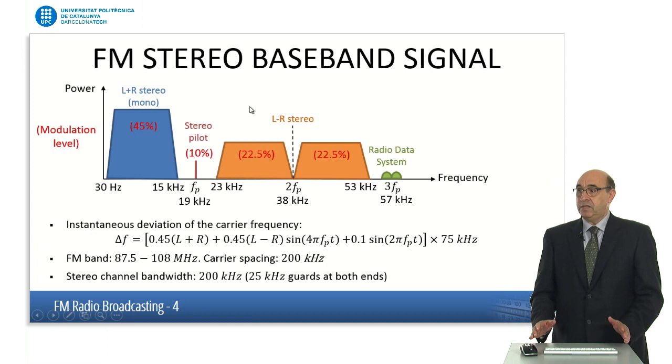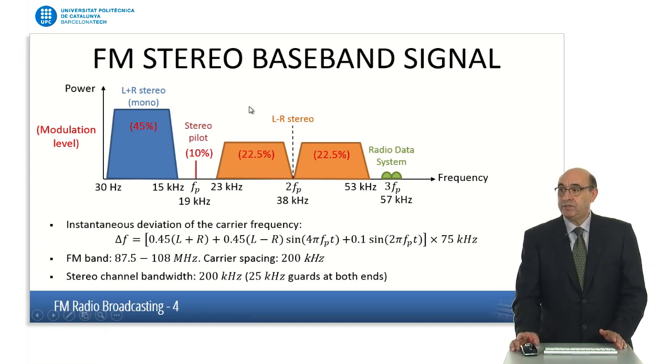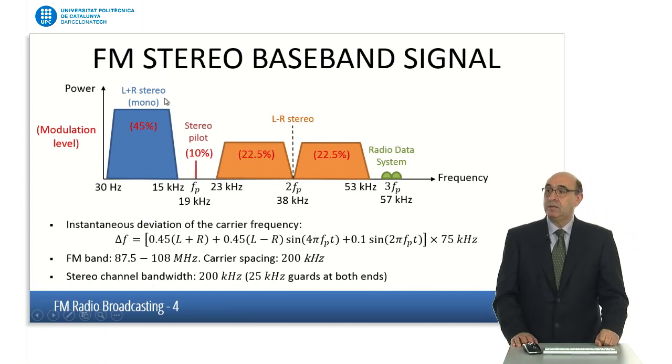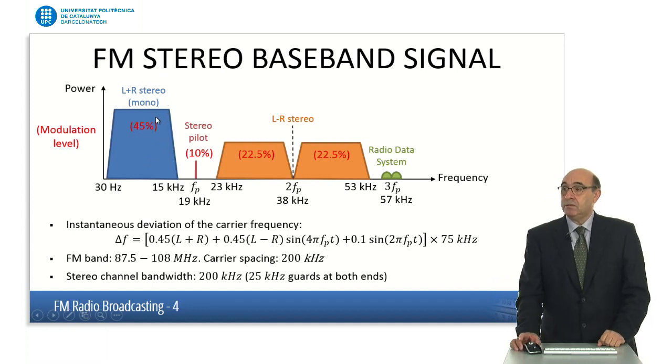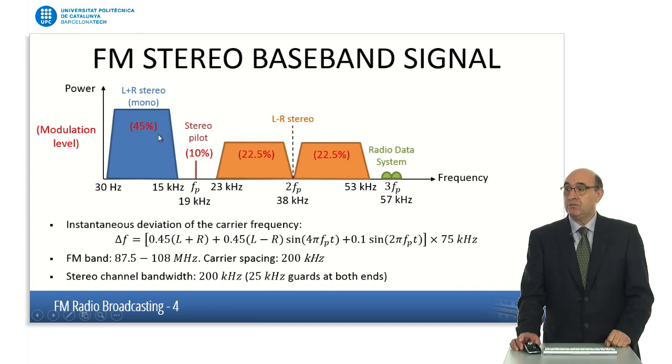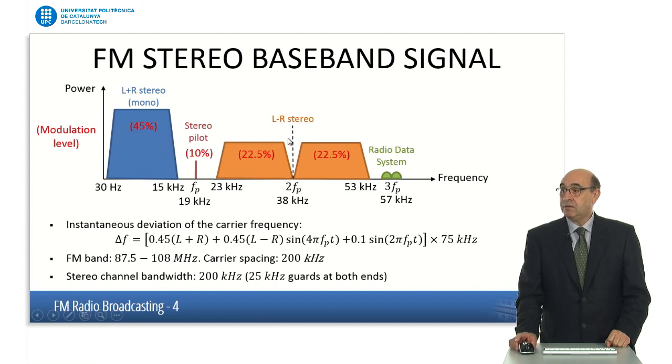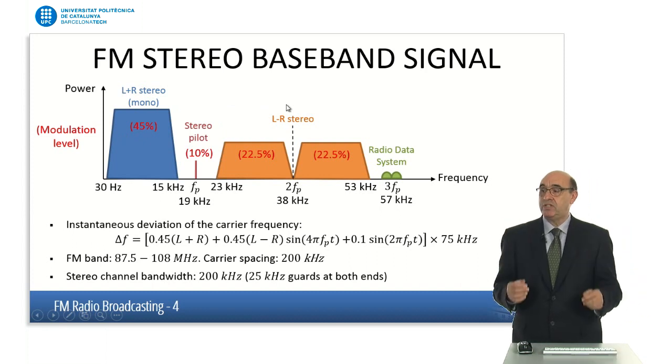And what they did when they specified the system was first to broadcast directly the sum of the left and right channels. And that's what you get on a monophonic receiver. Then you need also to send more information to recover the two channels. So what they did was to place another subcarrier here and amplitude modulate with the difference of the two channels, left and right. And by combining those two, by addition and subtraction, you could recover both channels.